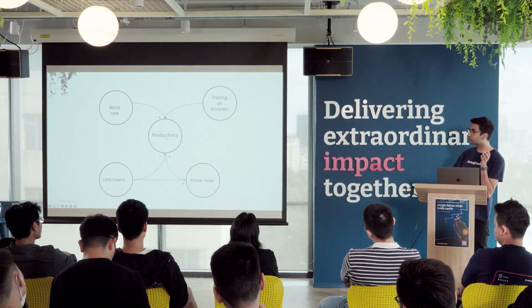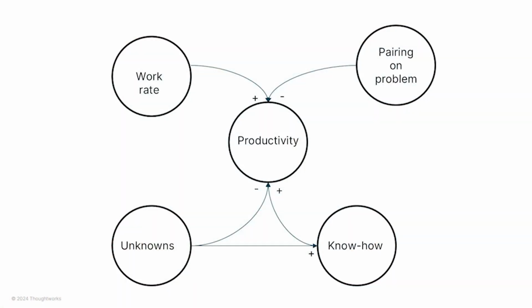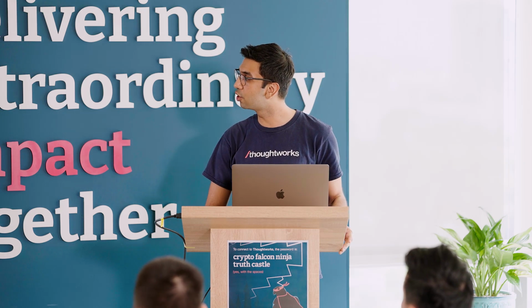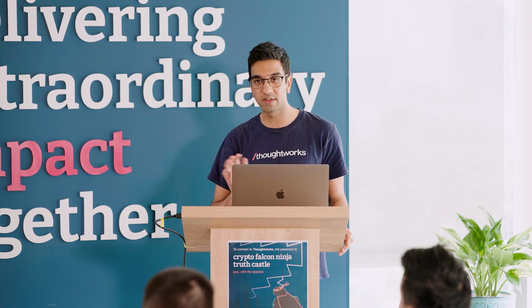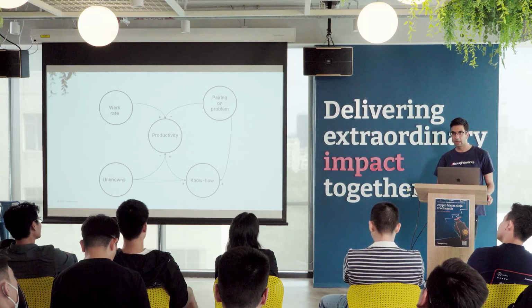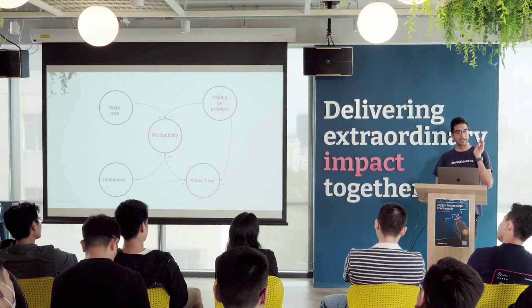What we changed was we added pairing on problems, which means that initially the velocity is lower because pairing on a problem means fewer people doing feature delivery. But because the know-how increases much faster, this becomes the dominant feedback loop, and productivity increases in the long run. The team moves faster.